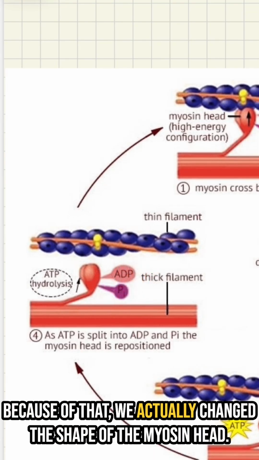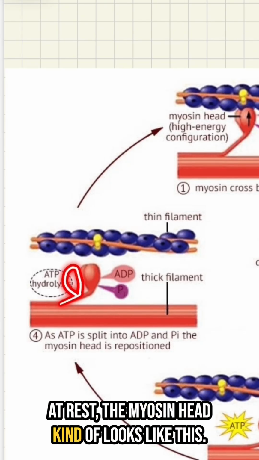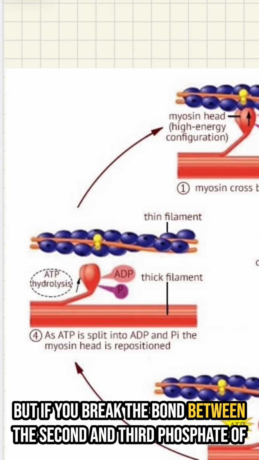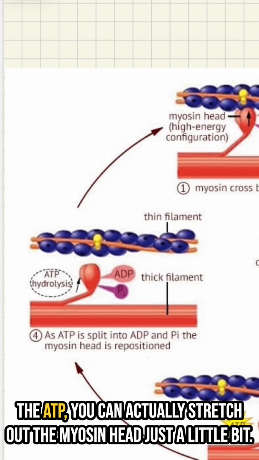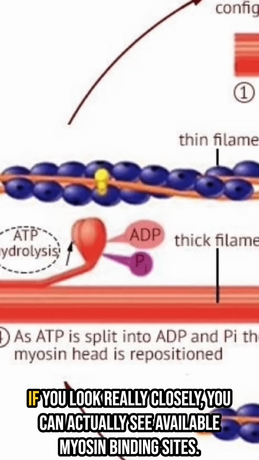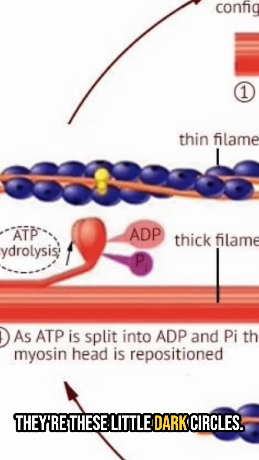Because of that, we actually changed the shape of the myosin head. At rest, the myosin head kind of looks like this, but if you break the bond between the second and third phosphate of the ATP, you can actually stretch out the myosin head just a little bit. If you look really closely, you can actually see available myosin binding sites. They're these little dark circles.